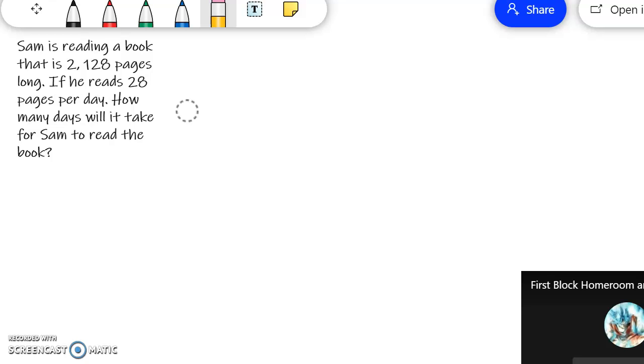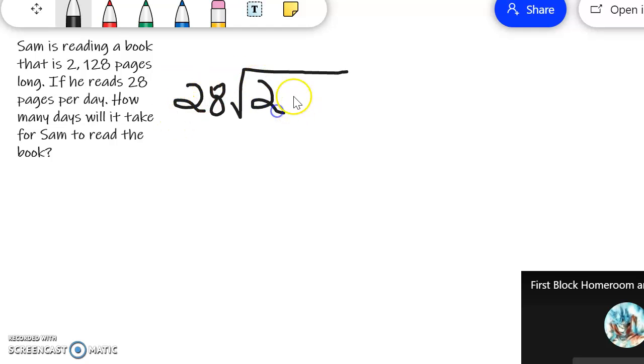Okay? So that means he's gonna divide this book up into increments of 28 pages. So the divisor is 28, and that goes outside of the division symbol. What number is being divided? 2,128.